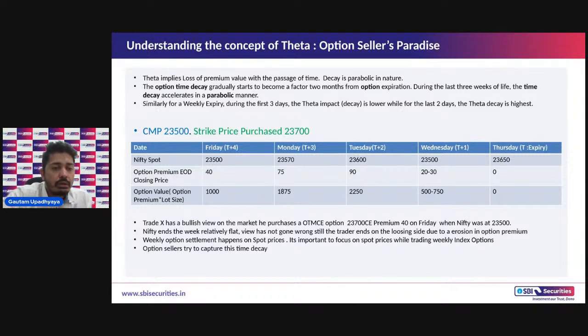Now coming back to our topic, take the scenario that Nifty is trading at 23,500 spot level. There is a trader who has purchased next week's 23,700 call option. Okay. So today the option premium is 40. So 40 into 25, which is the current lot size of Nifty, that comes to 1,000 rupees.